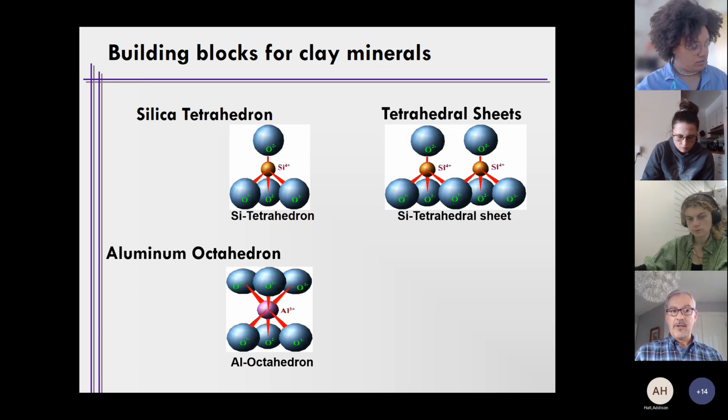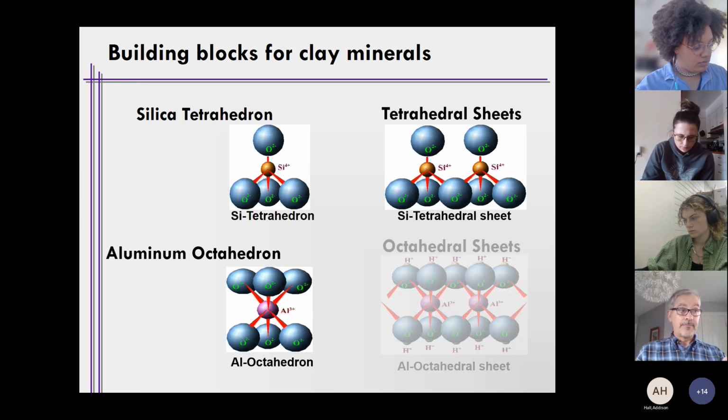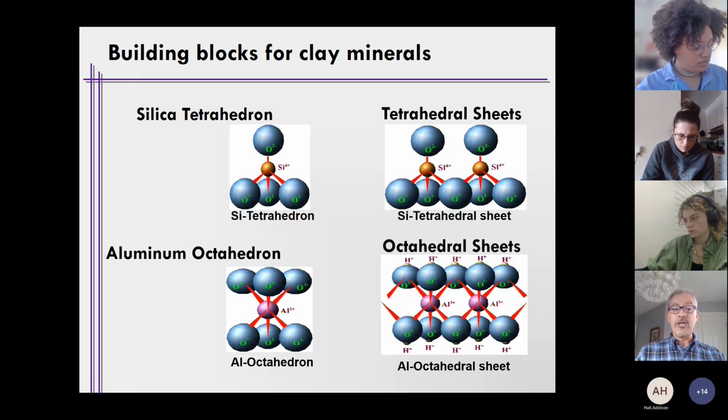Again, just like silicon in the tetrahedron, the aluminum fits perfectly in that space. It's not too big so the structure explodes. It's not too small so the structure collapses in on itself. And this basic building block ends up forming sheets, and we call these octahedral sheets.